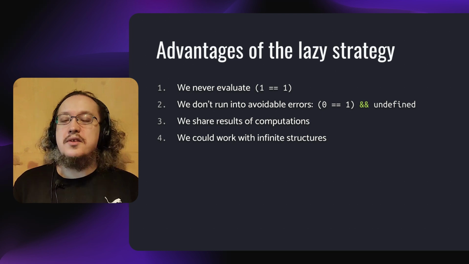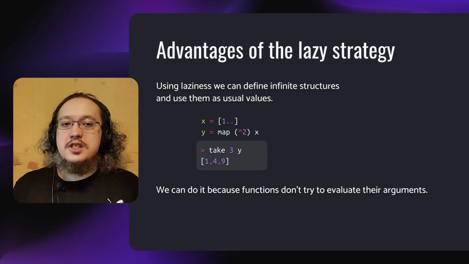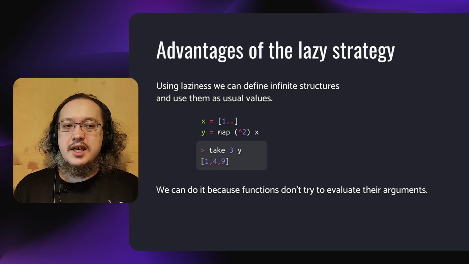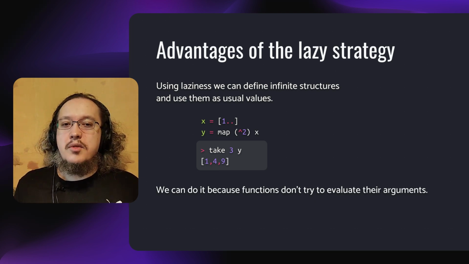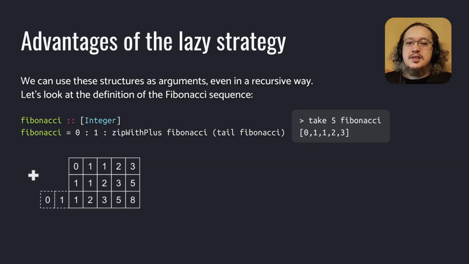The fourth advantage of the lazy strategy is the possibility to work with infinite structures. Look at this example. We can define the endless list of numbers and we can use it as a usual value without any special functions or special syntax, because functions don't try to evaluate it without need. We can use infinite structures even in a recursive way. Look at this elegant definition of the Fibonacci list via itself. Zip with plus here just makes element-wise addition of two lists. Sometimes it looks not very useful, but sometimes it actually is. So it's the fourth advantage of laziness.